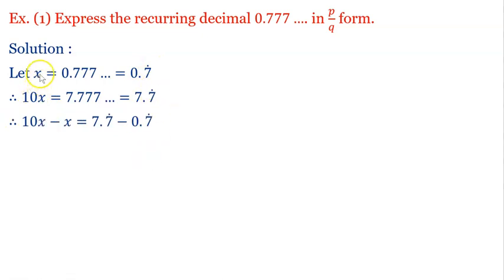Now next, subtract this x from 10x, that is, you will get 10x minus x. Subtraction on the left hand side, 10x minus x is 9x, and on the right, 7.7 dot minus 0.7 dot, then the recurring parts will get cancelled. Okay, then on this subtraction you will get 7. Therefore, x equals 7 upon 9, and this is in P upon Q form, and therefore we can express 0.777... in P upon Q form.